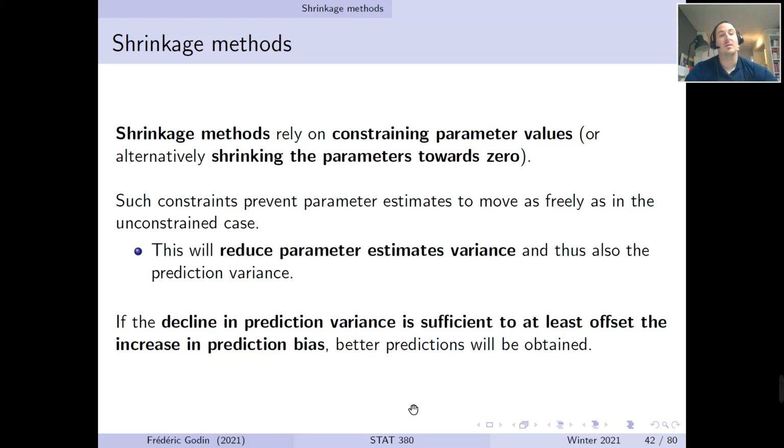We saw earlier in chapter 1 that the mean square error of prediction for a completely new observation is a trade-off between variance and bias. So if you're able to reduce variance a lot without increasing bias much, then you can achieve better prediction performance. And this is the hope with shrinkage methods: that we're going to try to shrink variance so as to have better predictions, if we have a limited increase in bias.